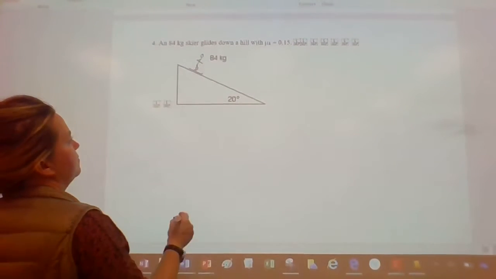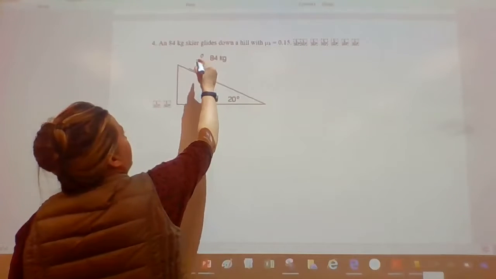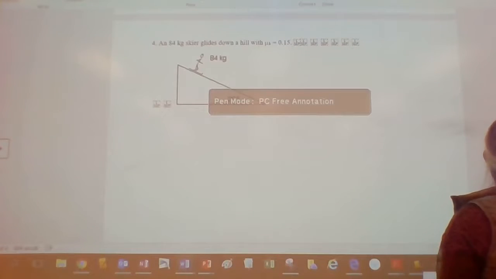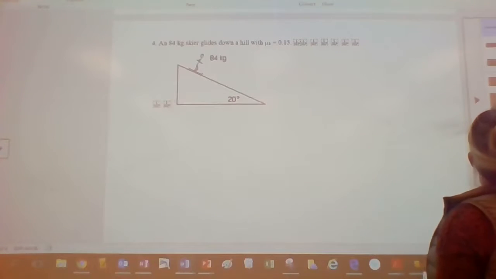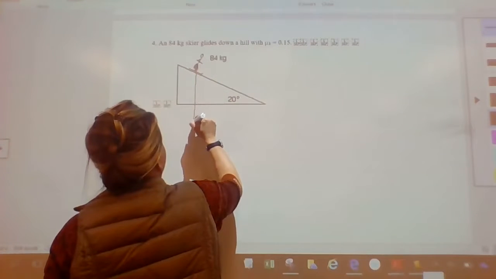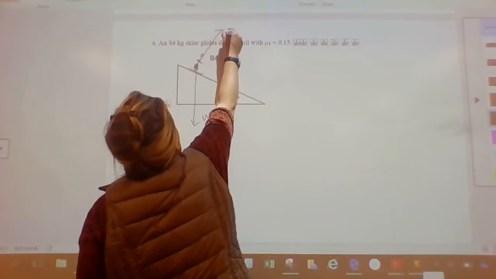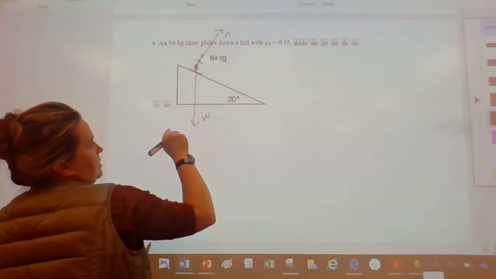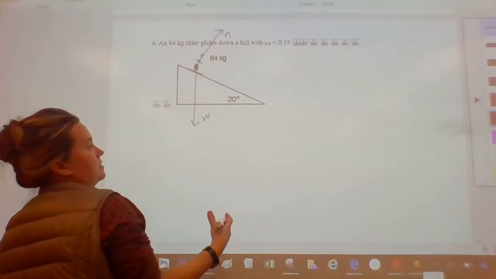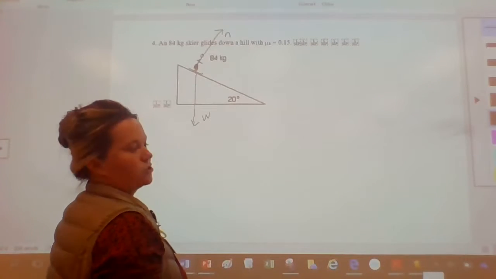There we go. So first thing, free body diagram. So here's my skier. He is on Earth. I have weight down. He's on a surface, so it's going to do normal up. I know that he has some friction in the problem because it's telling me there's a coefficient of friction. So if there's a coefficient of friction, there has to be friction.